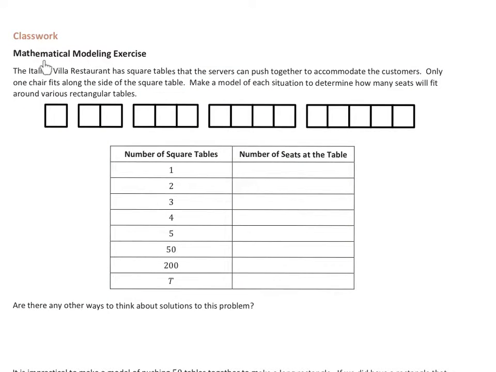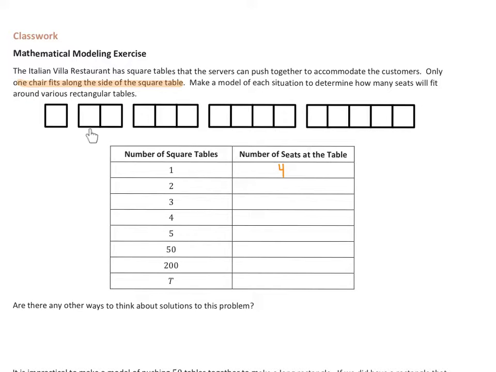So let's say we have a restaurant and they have square tables, and each table only fits one chair along its side. You can kind of visualize this if you are using your visualization skills, but if not, it's always worthwhile to draw. So you can see they even gave you some squares. If this is one square table and there's one seat on each side, how many seats would that be? Yep, that would be 4 seats.